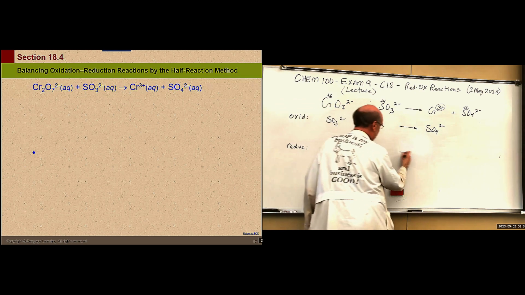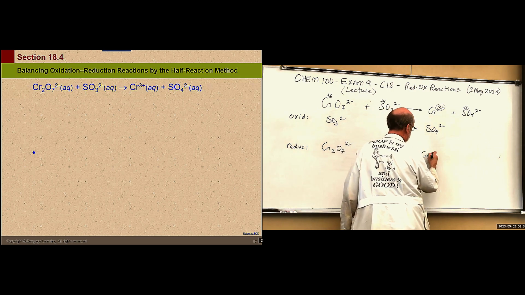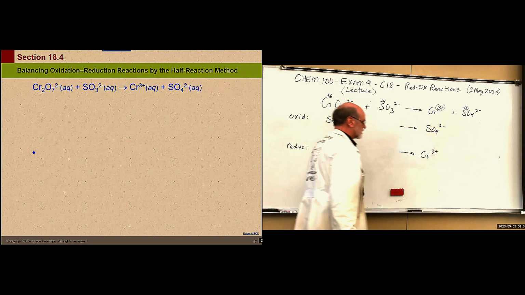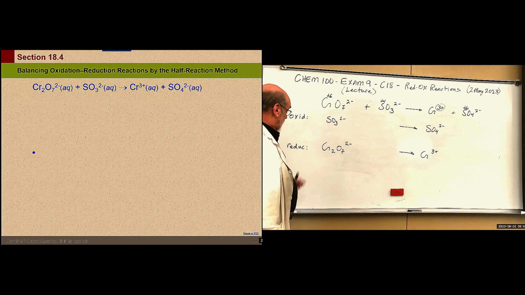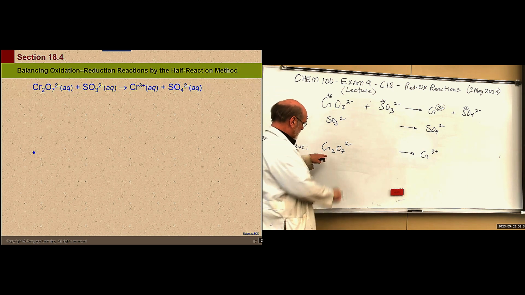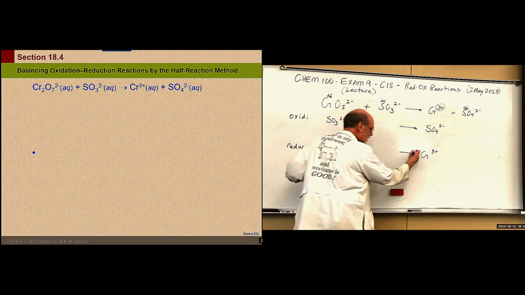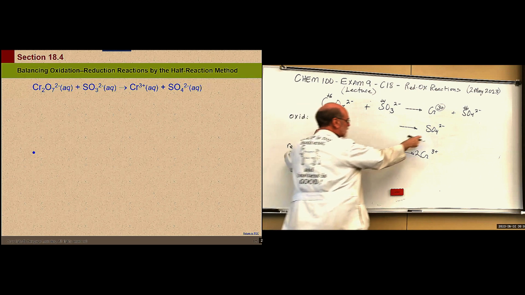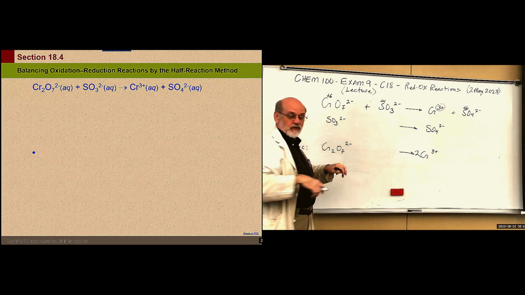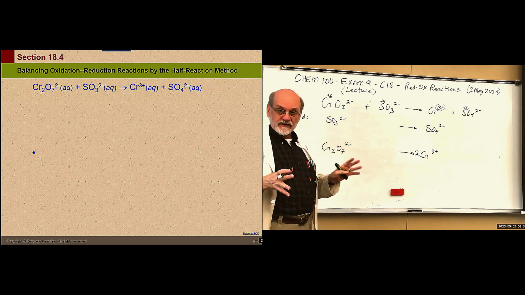And it yields chromium 3 plus. Now let's balance the chromiums here. We need 2 chromiums over there, right? Because we've got 2 there. We got 1 sulfur, 1 sulfur, right? So the non-oxygen, non-hydrogens are balanced.